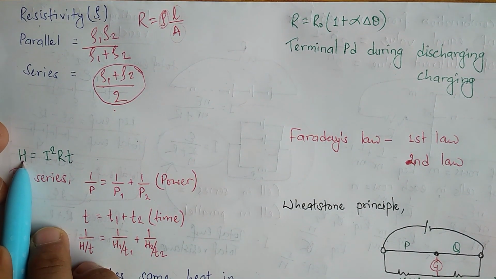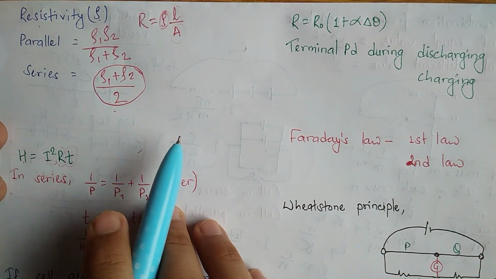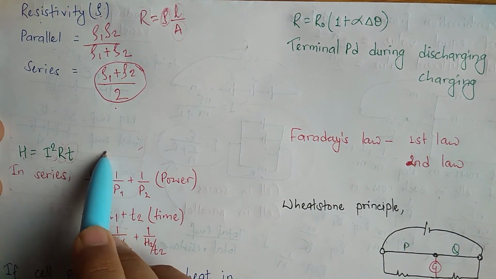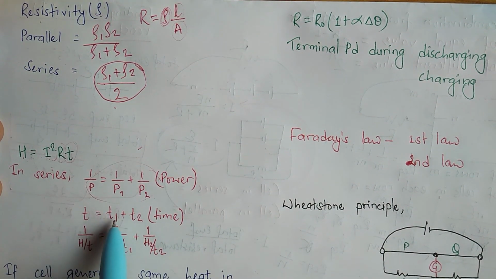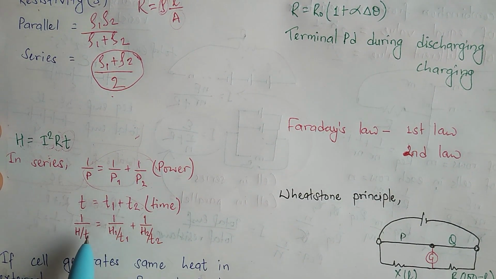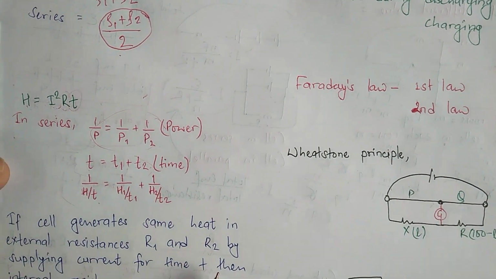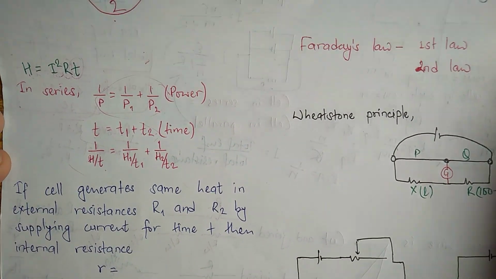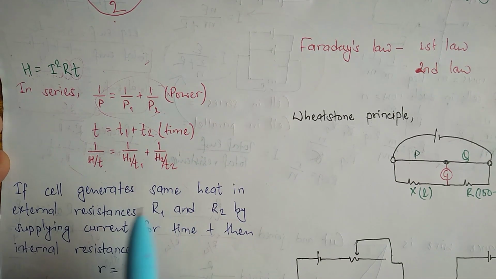Now heat developed is equal to current square resistance into time in a conductor, in a resistance. Heat developed is equal to I square RT. In series, power is reciprocal addition, time is addition. With increase in resistance connected in series, time increases, and then H by T, reciprocal of heating mass by time, is in reciprocal proportion like this. Reciprocal addition in series. This is in a series case, which is opposite in case of parallel.